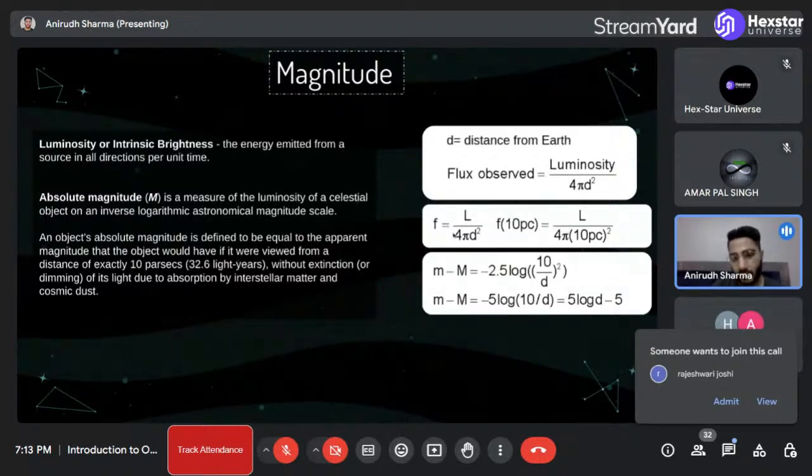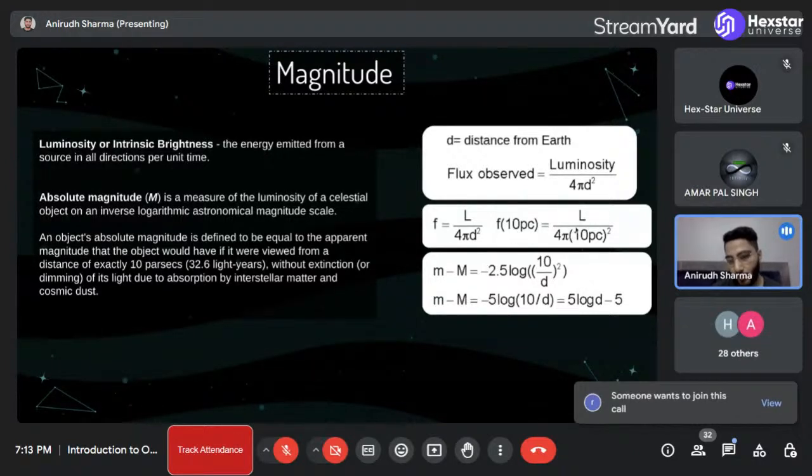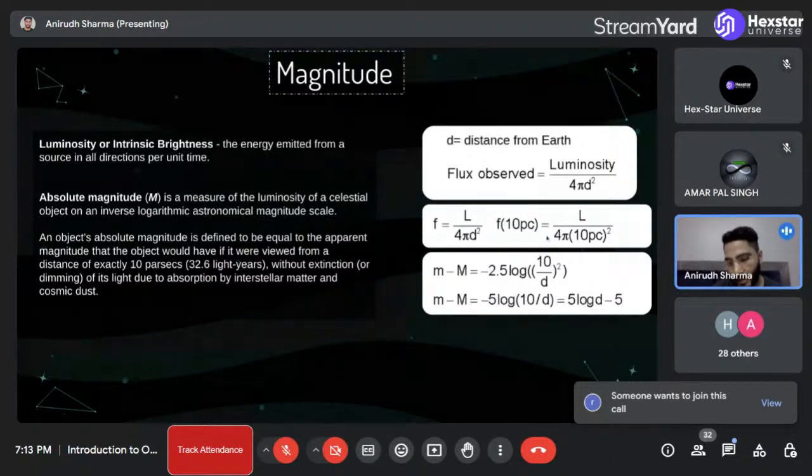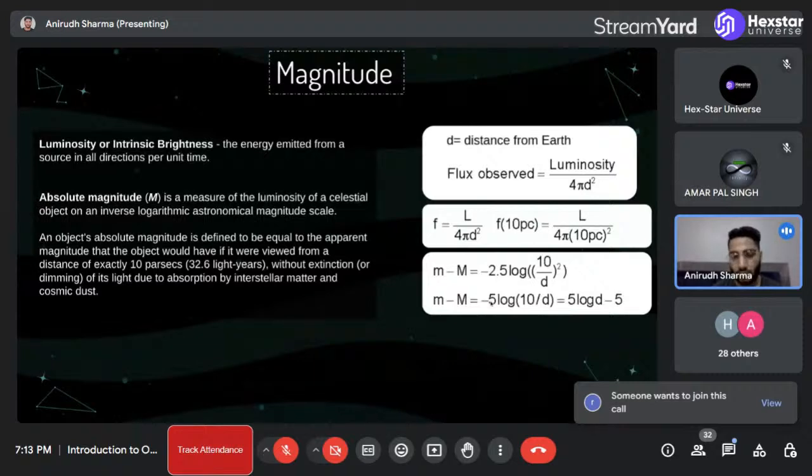So for that, we basically observe luminosity at 10 parsec, and then we get the flux at 10 parsec. And after observing flux at 10 parsec, we can easily get the actual absolute magnitude.